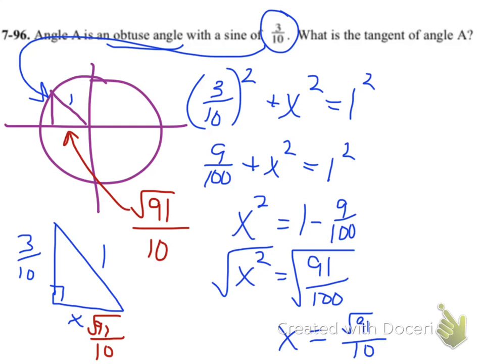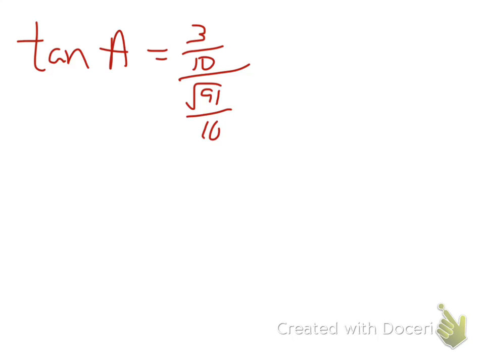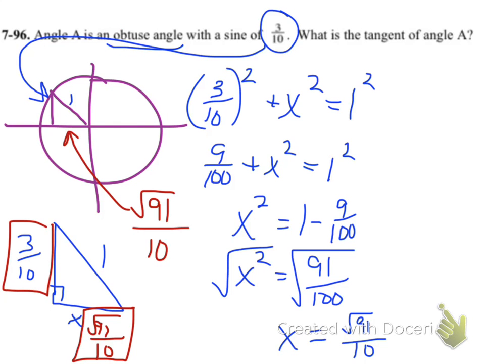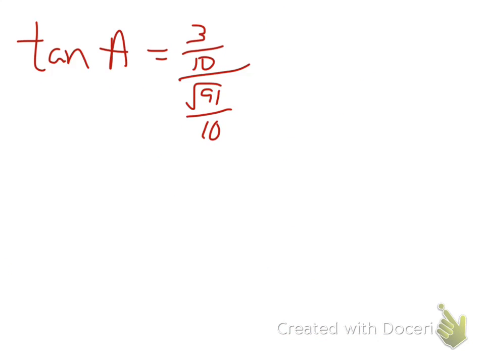The tangent is now sine divided by cosine. So I'm going to take 3/10 and divide it by square root of 91/10. Another thing we need to look at for this problem is, since this is in quadrant 2, this value here is negative. So this will be a negative here, and when I'm looking at this problem, this is also negative.